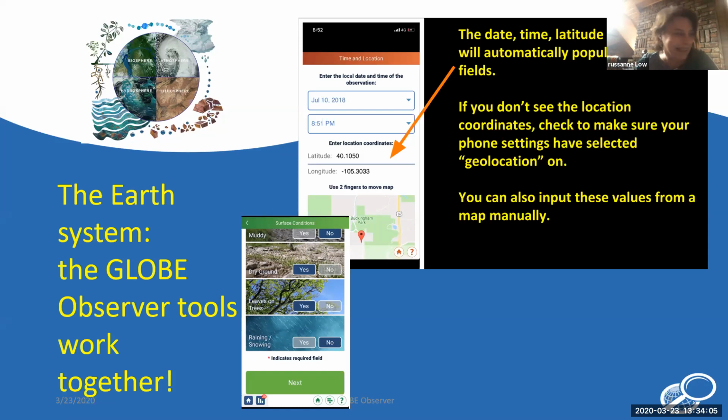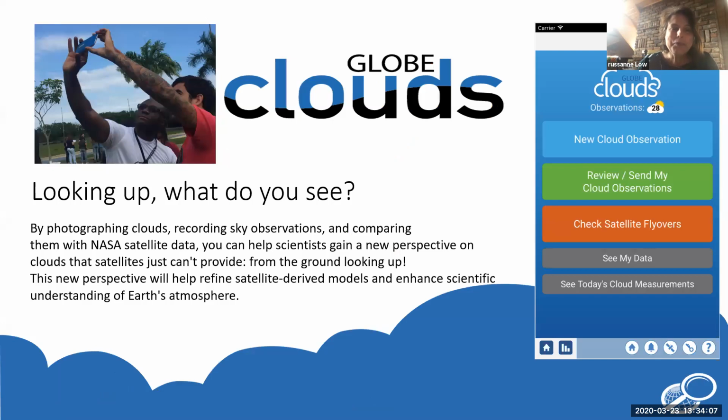Okay, next, please. So one of the tools is the cloud one. By photographing clouds, you are getting a new perspective on the atmosphere that we don't see from satellites. It's from the ground up. And this is really important because it helps us to refine the algorithms that we use to understand what the spectral signatures are that we're getting from our satellites.